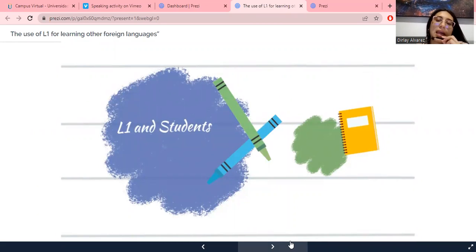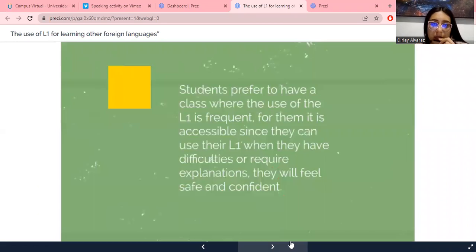You can also look at the L1 and the students. In most cases, students prefer a class where the use of the L1 is frequent. For them it is accessible, since they can use their L1 when they have difficulties or require explanations, and they will feel safe and confident.